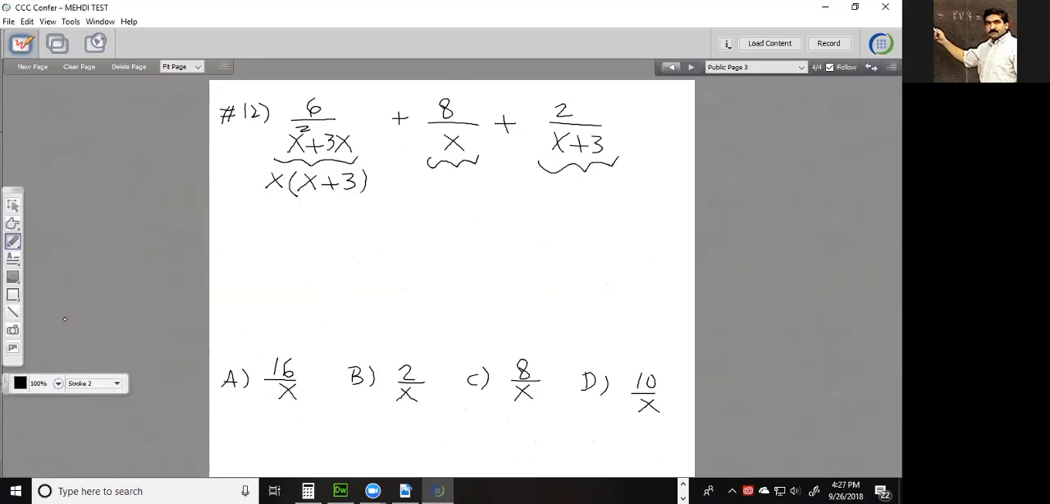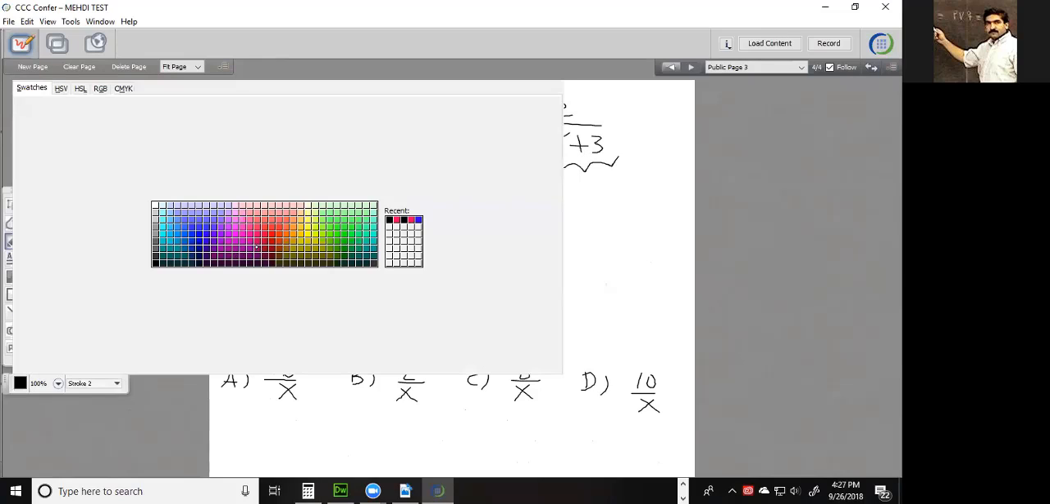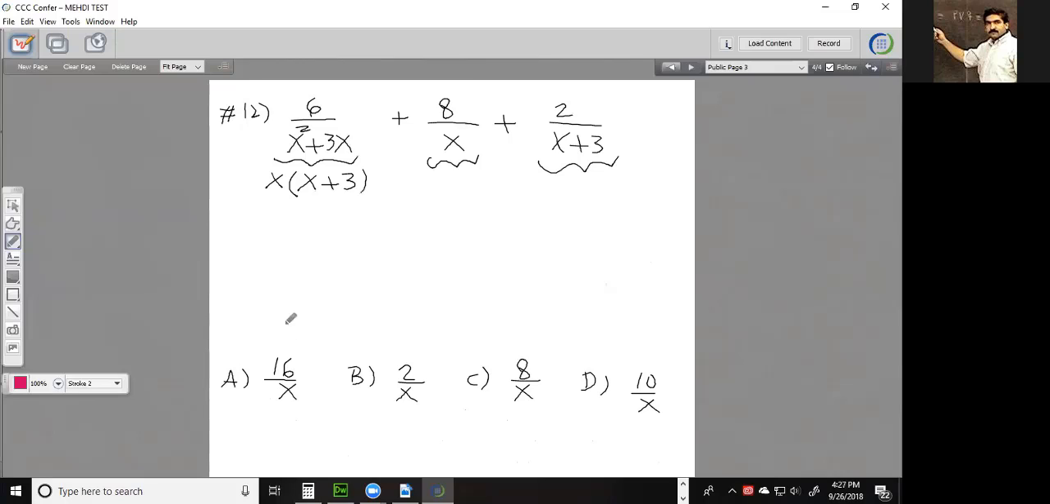Can somebody tell me what this LCD here is? What's the least common denominator among those? I'm going to write it right here. What's the LCD? x. x. No. Very good. x times x plus 3.